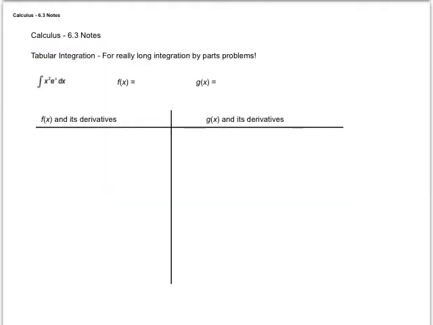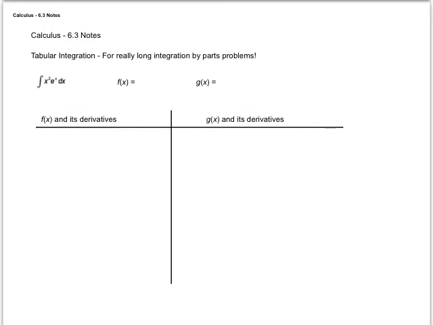Alright, tabular integration is a way that we can break integration by parts up into a different look. And for some problems, in some instances, it might help it go a little bit quicker and easier. But there are a couple things that we have to follow along with. First off, we have to pick an f and a g. And what we want to do is pick an f of x that takes a derivative very nicely. And then we want to pick a g that integrates really nicely.